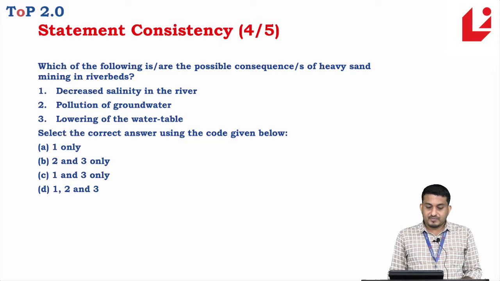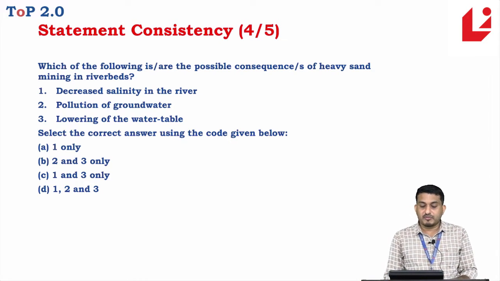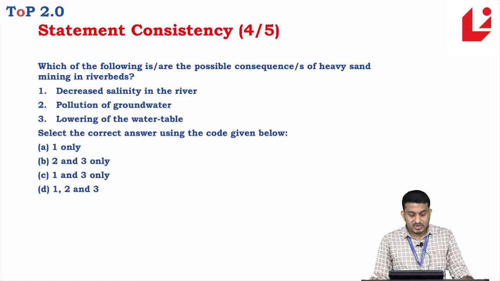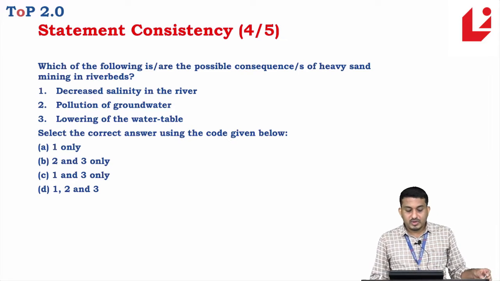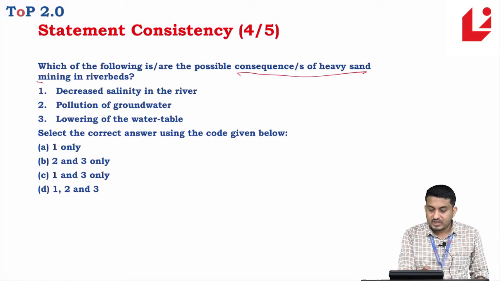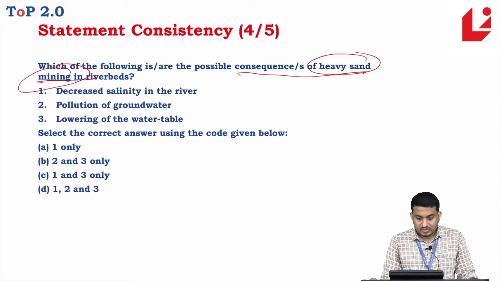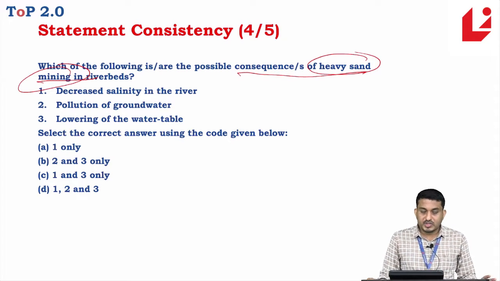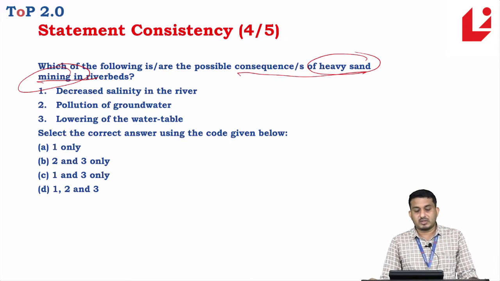Now coming to the next. Which of the following is or are the possible consequences of heavy sand mining in riverbeds? Now the question is consequences of heavy sand mining. You know that heavy sand mining is something bad, right? So consequences of something bad, it should have negative consequences.